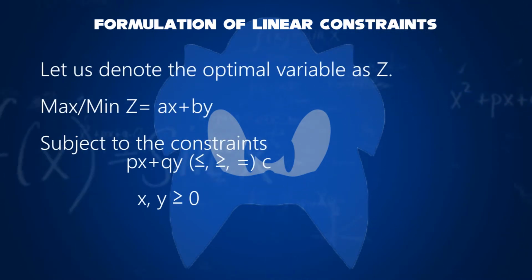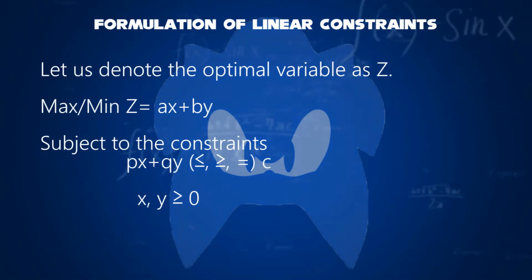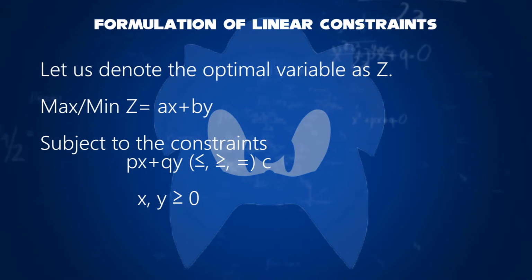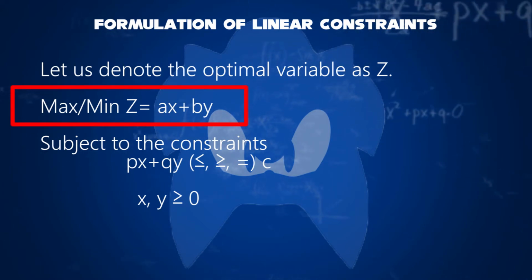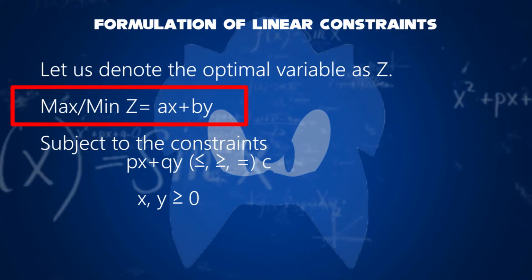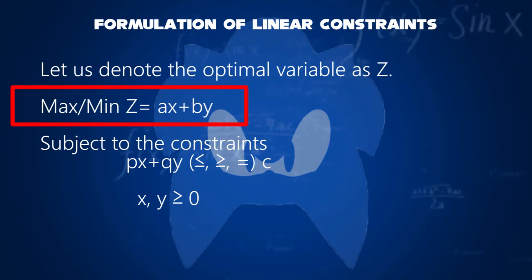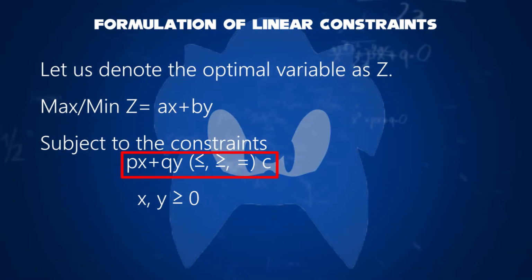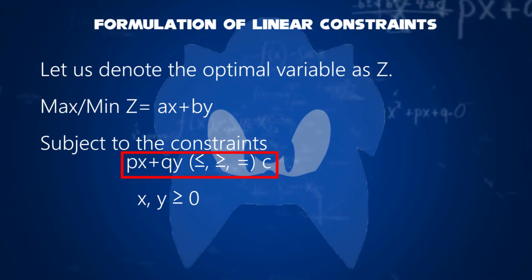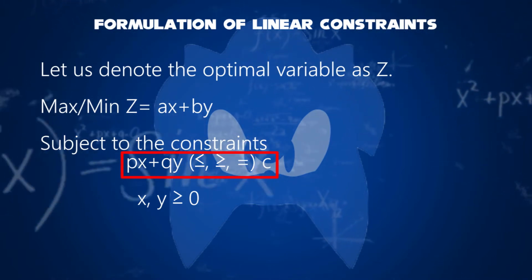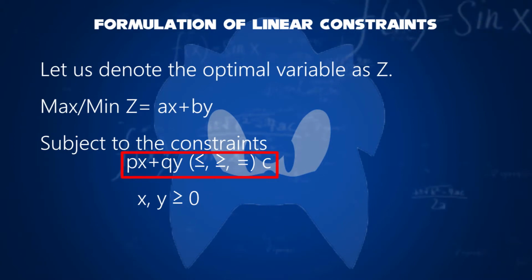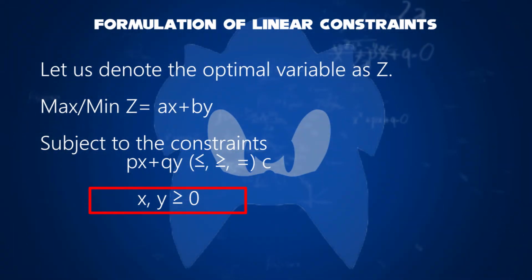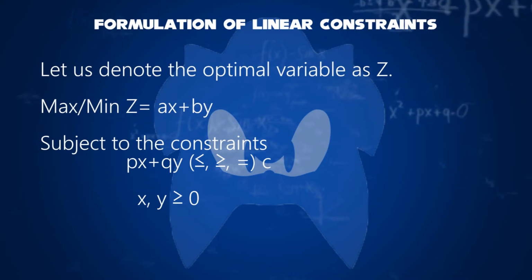Now, let us denote an optimal variable as z. Generally, we write as follows. Maximize or minimize z equals ax plus by, subject to the given constraint, say px plus qy, can be either less than or equal to c, or greater than or equal to c, or simply equal to c. And the non-negative quantities are given by x and y are always greater than or equal to 0.